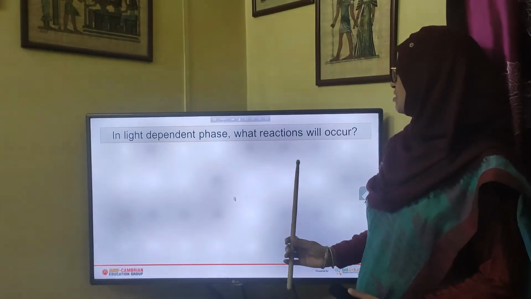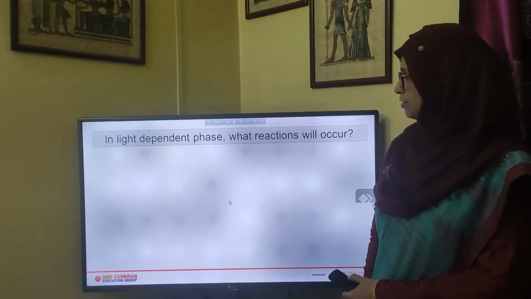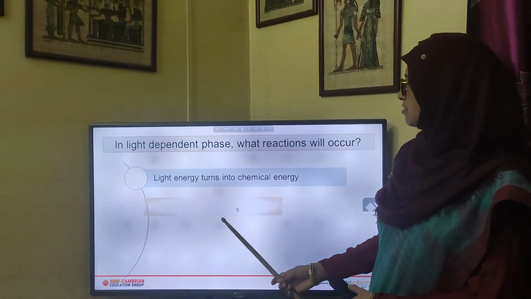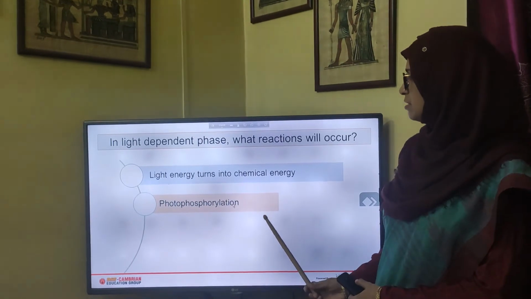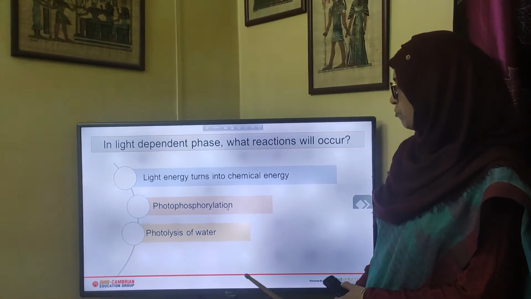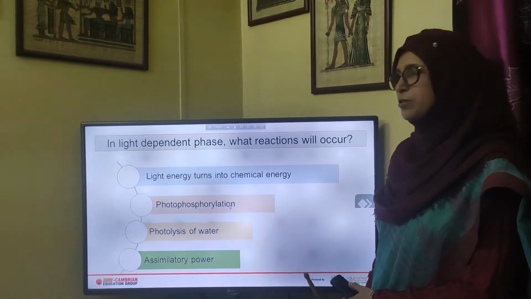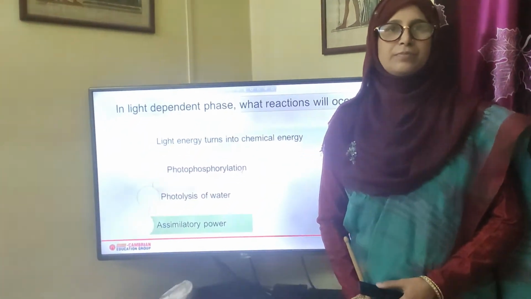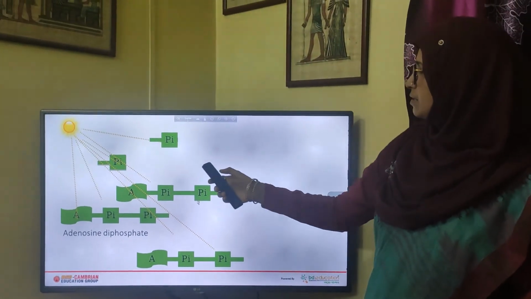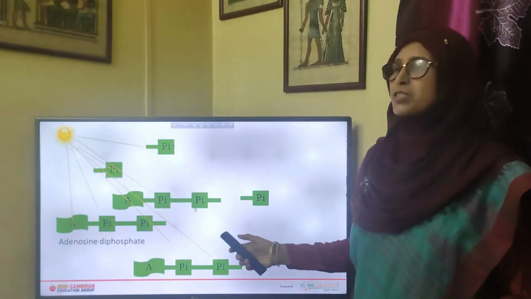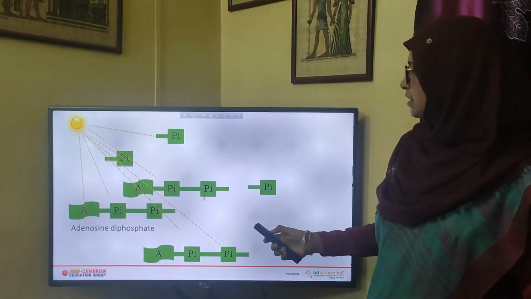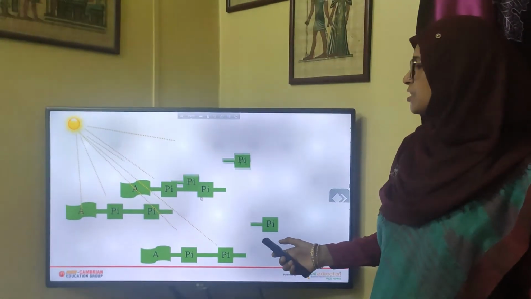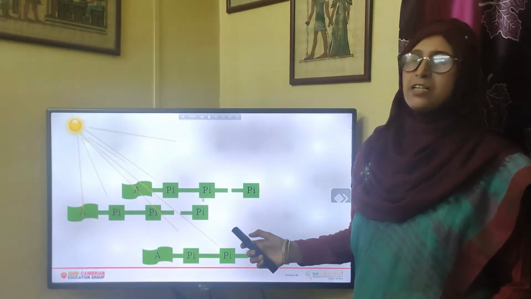In the light dependent phase, what reactions will occur? First, light energy turns into chemical energy. Secondly, photophosphorylation. Third, photolysis of water. And the last one is assimilatory power. Now I will describe these four reactions. Let's see. This Pi, that means chlorophyll molecules, absorbs the photon from the sunlight and is added with ADP, that means adenosine diphosphate, and produces ATP, that is adenosine triphosphate.